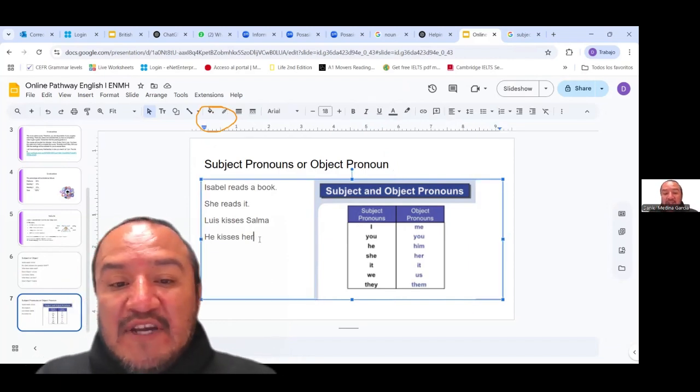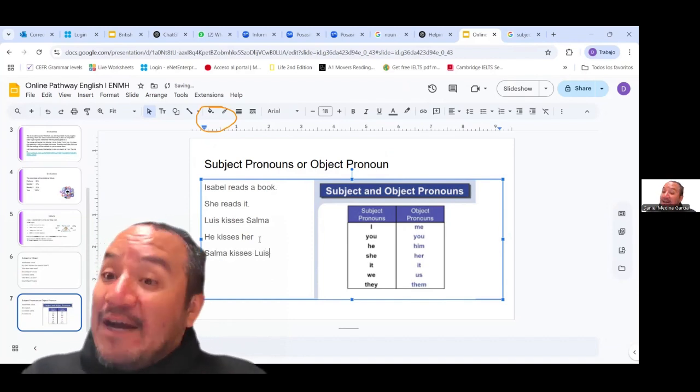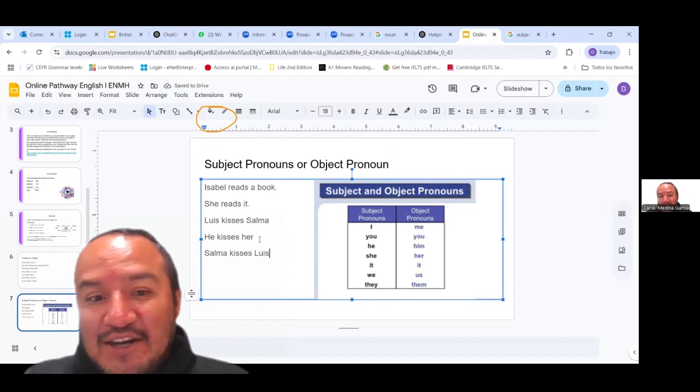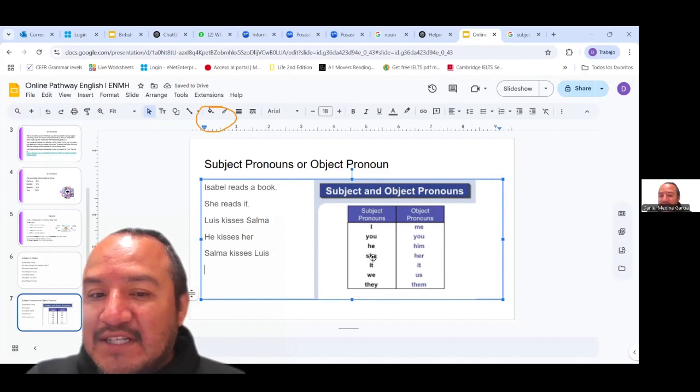What would happen if I switch, for example, the position and I say Salma kisses Luis. Now Salma is the subject and Luis is the object. So we go to the subject pronoun of Salma. The subject pronoun of Salma is going to be she.